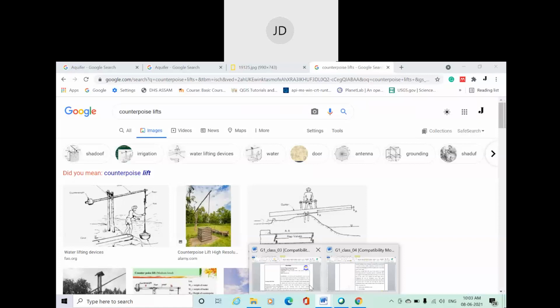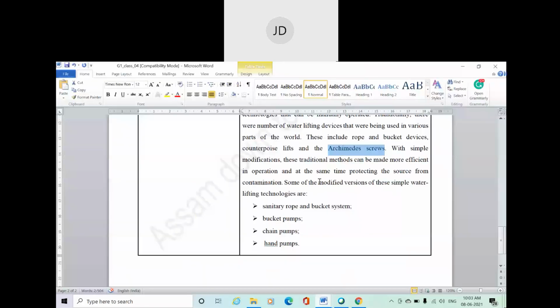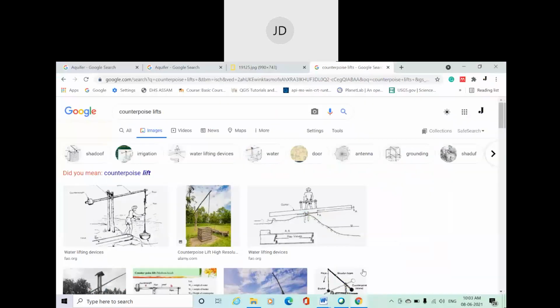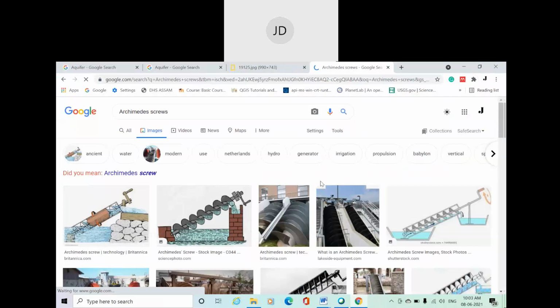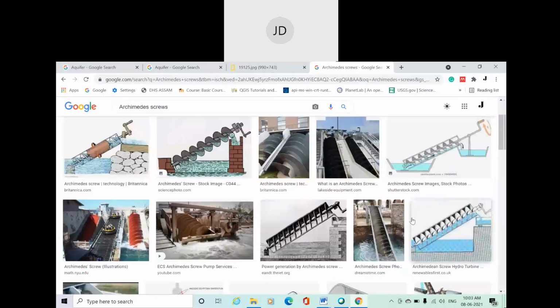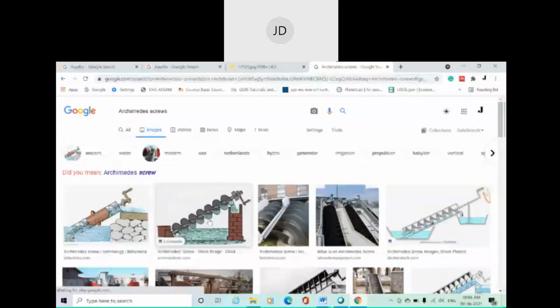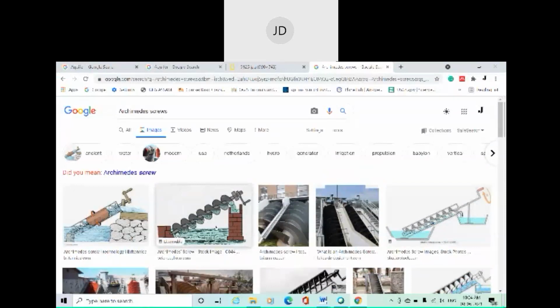And the Archimedes screw. It is very interesting. Archimedes is a very well-known scientist. You have heard his name, and the Archimedes principle, right? Archimedes also created the Archimedes screw for collecting water. Here you can see a diagram. This is an Archimedes screw.